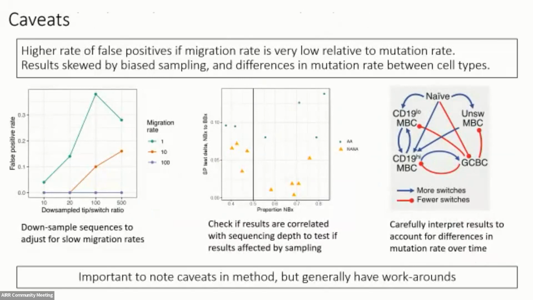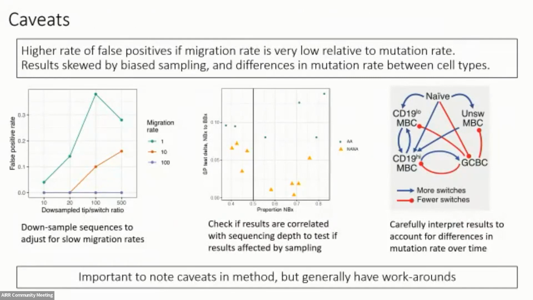Now, this method is very useful, but there are some caveats to keep in mind. The one thing that we identified is that there can be a higher rate of false positives if the migration rate is very slow relative to the mutation rate. There can also be some skewing of the results by biased sampling of different tissues, as well as differences in mutation rates over time between cell types. There are workarounds for these.